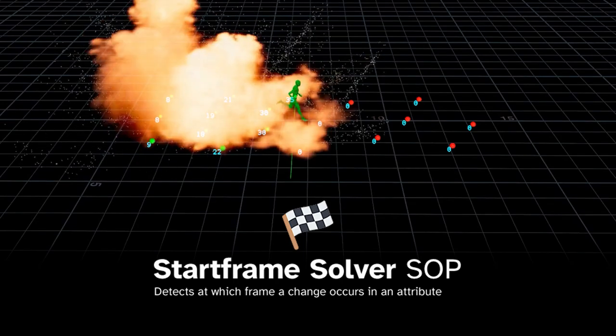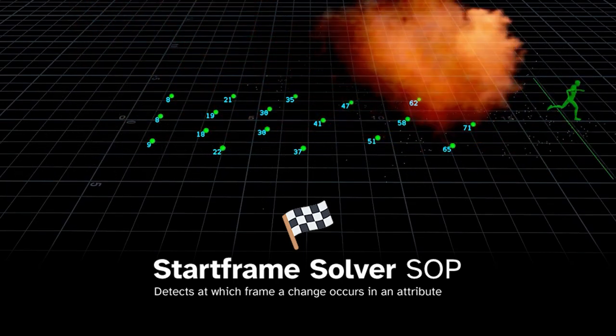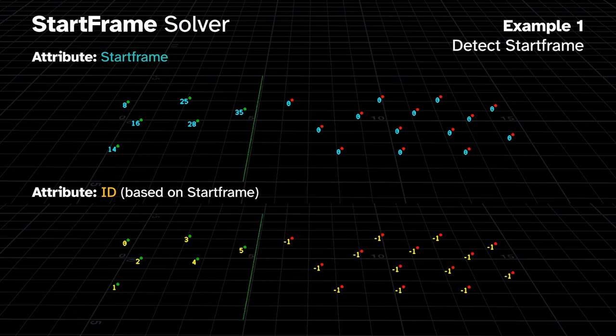This is a video showing some use cases of the Startframe Solver. The Startframe Solver detects the frame at which the attribute reaches given conditions, then creates the Startframe attribute that can be used in the following examples.